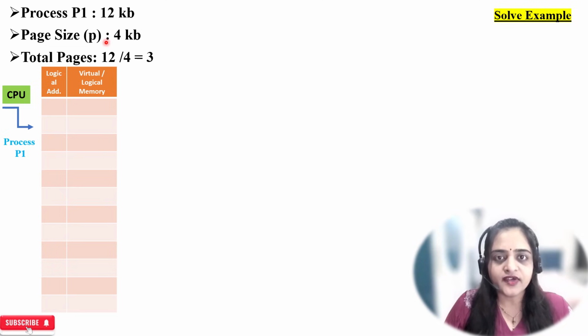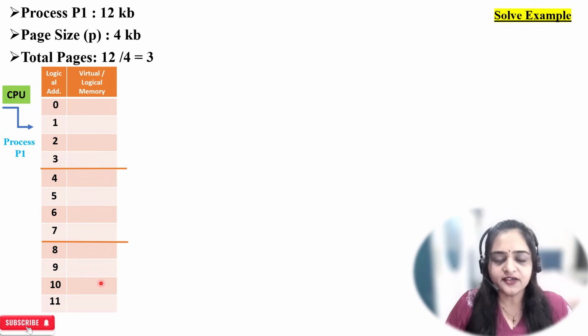So P1 requires 12 KB, meaning starting from 0 to 11, like 0, 1, 2, 3, then 4, 5, 6, 7, then 8, 9, 10 and 11. See, there are 4 KB each, meaning this is your first page, second page and third page. Got it? Now, assume that in process P1 particular data has been stored like A, B, C, D, then E, F, G, H, then I, J, K, L. This data is stored in that particular process.